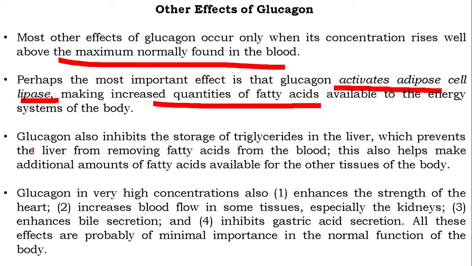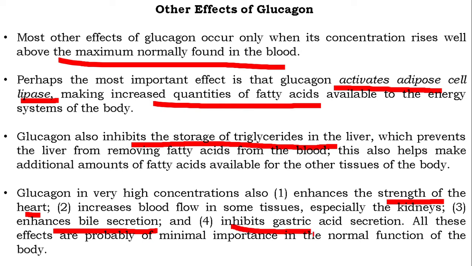Glucagon also inhibits the storage of triglyceride because this hormone wants triglycerides to be mobilized for the generation of energy. Glucagon also enhances the strength of the heart, we mean heartbeat, increases the blood flow, especially in kidneys, enhances bile secretion and inhibits gastric acid secretion. So they are of only minimal importance in normal functioning.